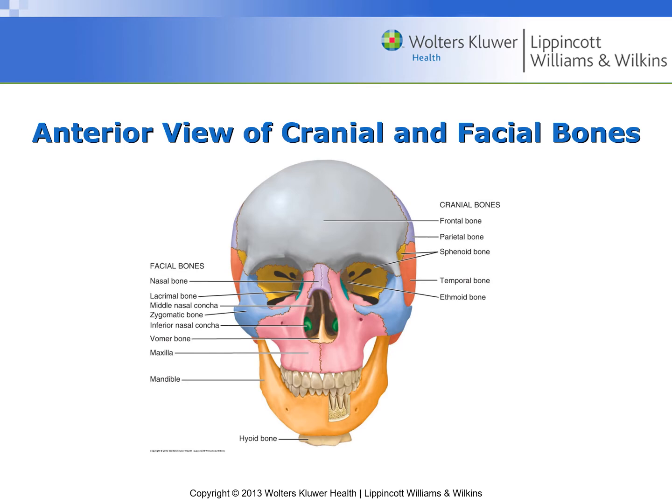And here we have a very nice illustration of the anterior view of both the cranial and facial bones. Beginning on the left-hand side, we see the facial bones illustrated, beginning with the nasal bone, the lacrimal bone, the middle nasal concha, the zygomatic bone, the inferior nasal concha, the vomer bone, and the maxilla, as well as the mandible. And just beneath the mandible, we see the hyoid bone. And then over to the right, we see the cranial bones illustrated, beginning with the frontal, the parietal, the sphenoid, the temporal, and the ethmoid.